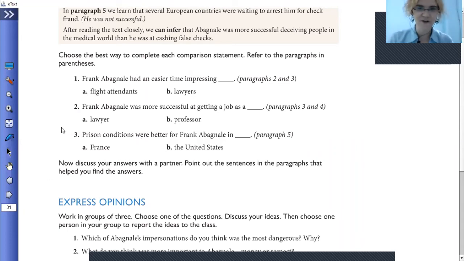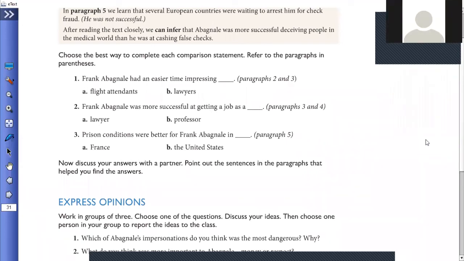Okay, we're going to look at this one. You're going to try to complete each comparison statement. Refer to the paragraphs in the parentheses to know which one it is. So you have to go to the paragraphs mentioned in the parentheses. So number 1, who would like to try out number 1? Okay, we have Kaka left. Kaka, can you do number 1?